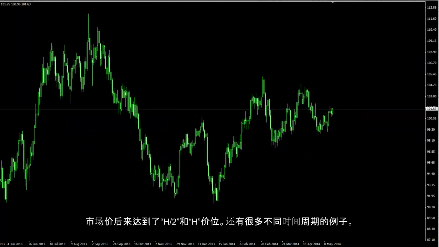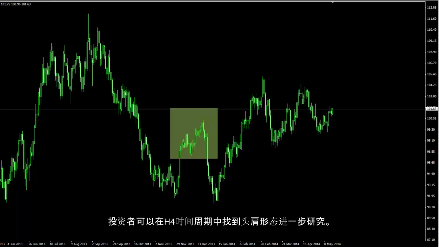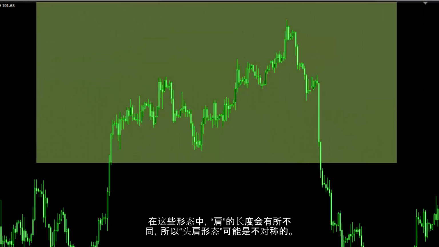There are numerous examples on a different time frame of a symbol. A trader can find a head and shoulder pattern on H4 time frame, so a region can be marked for further study. Left shoulder, head and right shoulder can be identified easily. There would be different length of shoulders in a pattern.